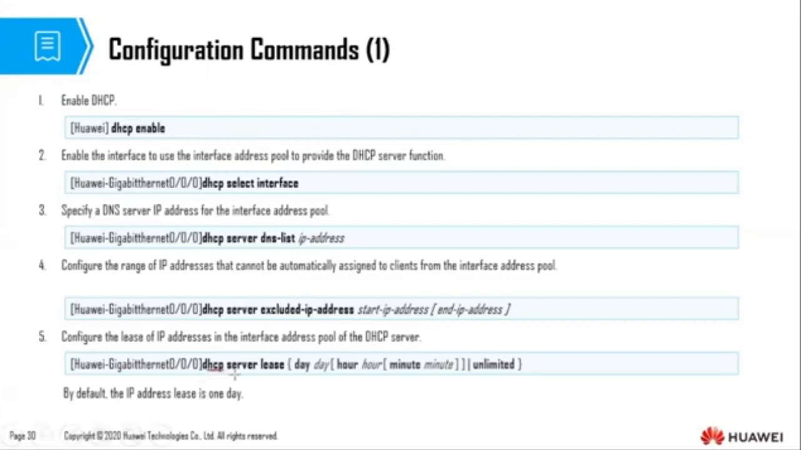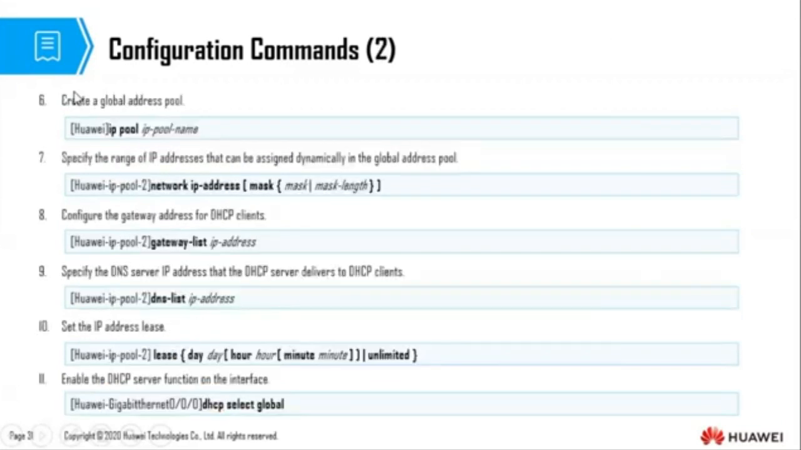This is how you configure the lease day if you want to change from the default DHCP server lease, then the keyword day, then the number of days. The keyword hour, then number of hours. The keyword minute, then number of minutes. Or if you want to assign IP addresses permanently, you can use the unlimited option. DHCP server lease unlimited. Otherwise, as I said earlier, by default, IP address lease is 1 day. So you're going to do that in the lab.